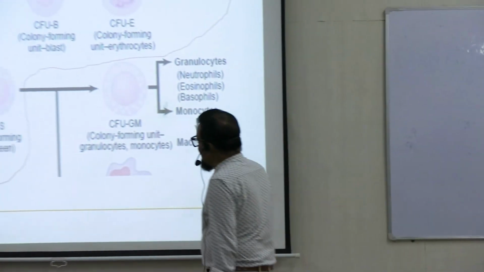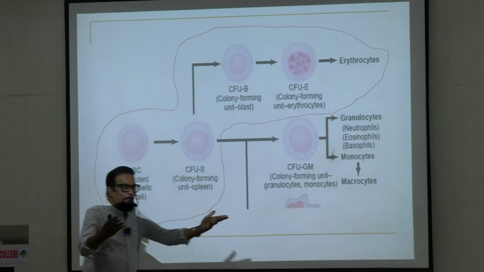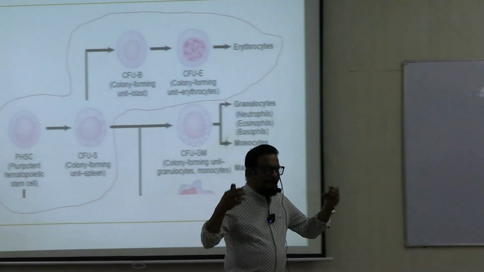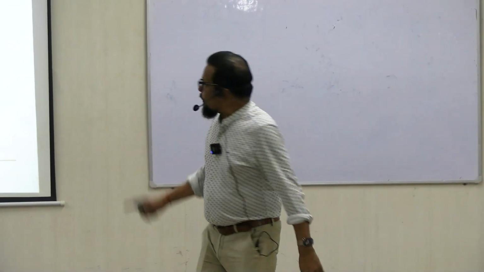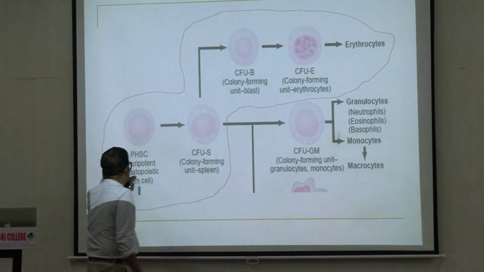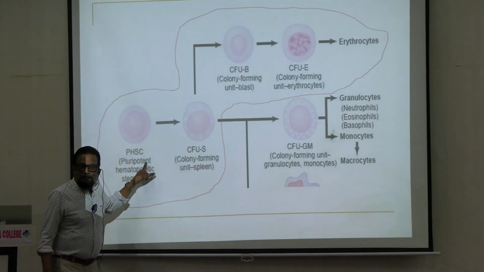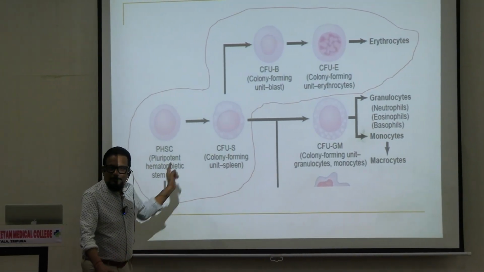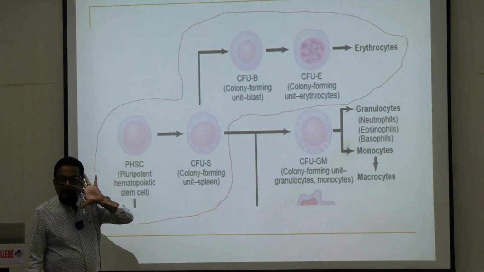Now you can see this pluripotent stem cell, pluripotent. Pluripotent means, as I said, they can produce any type of cells. So pluripotent, hemopoietic, but these pluripotent cells are only limited to hemopoietic cells. They cannot produce liver cells. They cannot produce muscle. Okay, so they can produce only the blood cells.